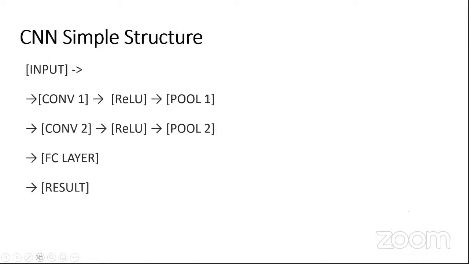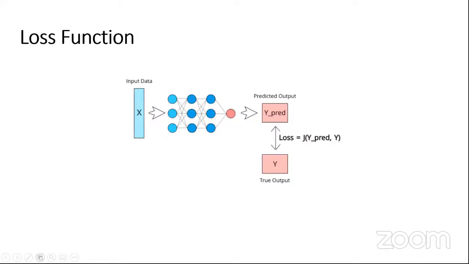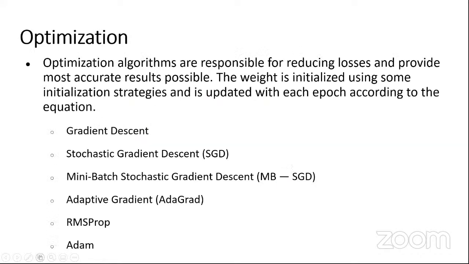Then this is the simple CNN structure. Then we learned what a loss function is. Then we learned about optimization, and what the optimization algorithm is used for. Thank you. The remaining session will be handled by Kranti sir.